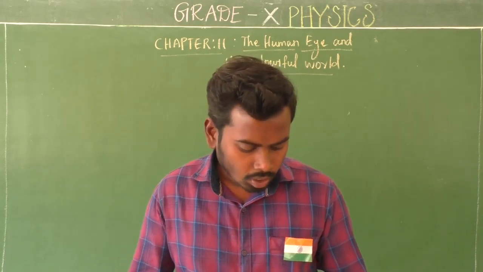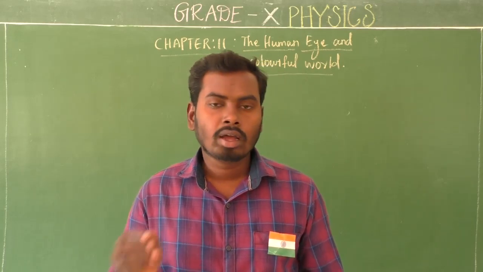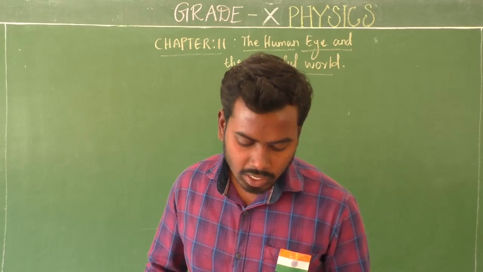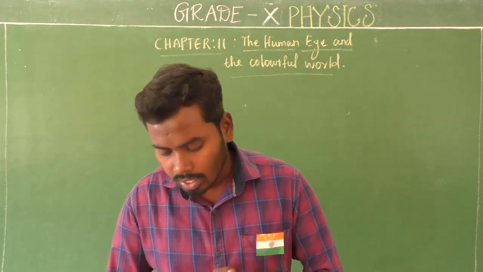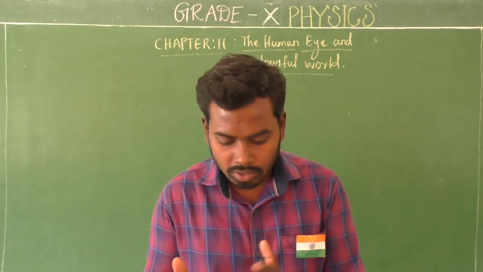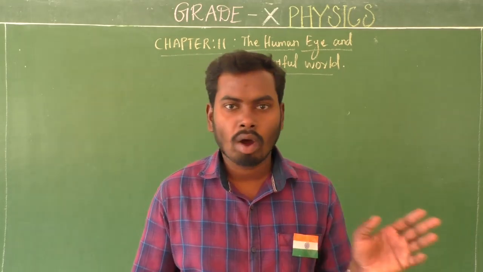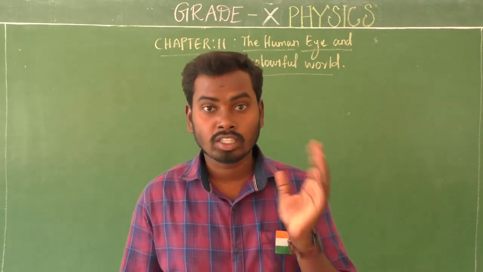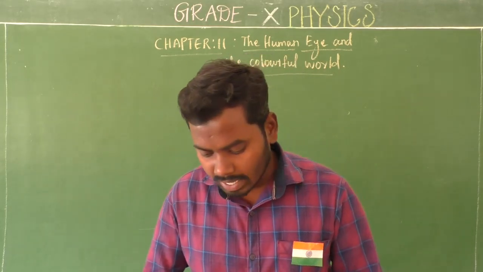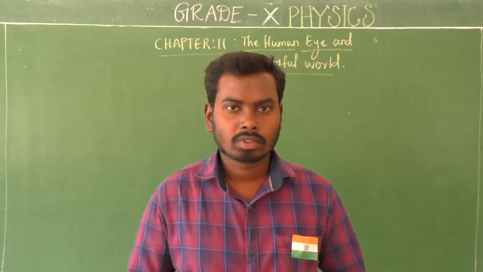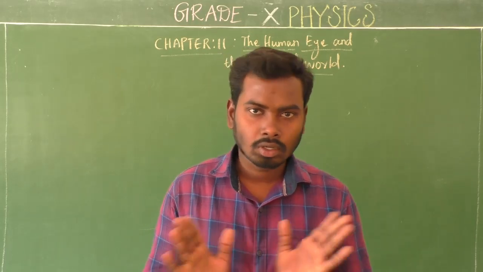The portion starts from 11.3, refraction of light through a glass prism. Is it clear? Yes. So the topics before that are deleted, and you need not read them, you avoid them, as per NCERT norms. Today we will start the topic refraction of light through a glass prism, page number 199. Is there any doubt?